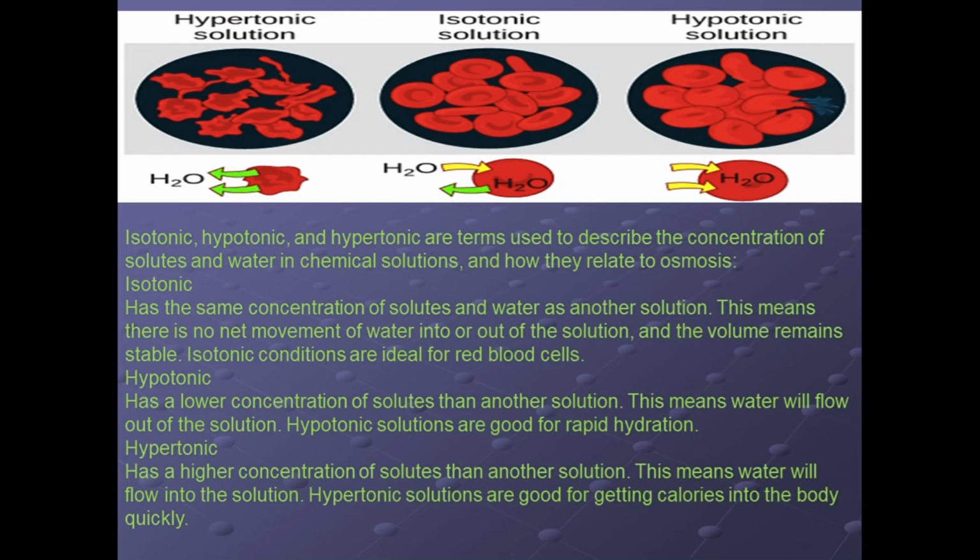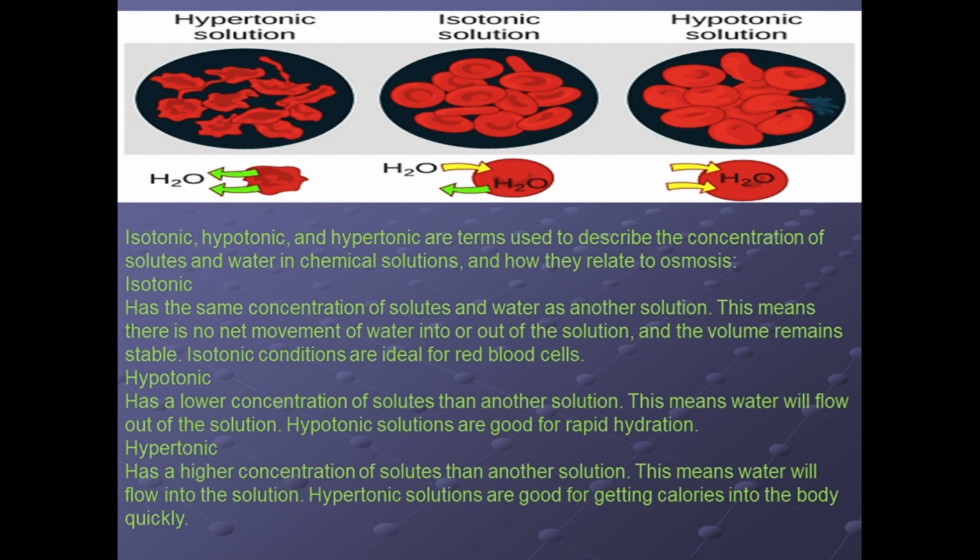There are different types of solutions in which osmosis takes place: isotonic, hypotonic and hypertonic. These are terms used to describe the concentration of solutes and water in a chemical solution. That is, we correlate these terms with each other. So first of all, we see the isotonic solution.